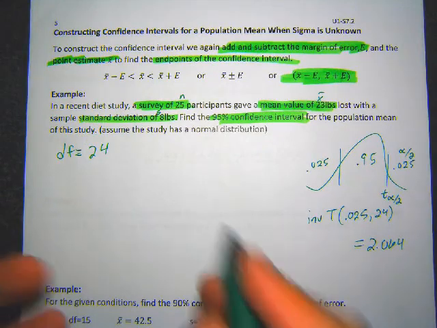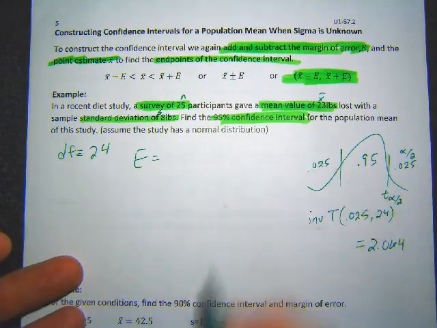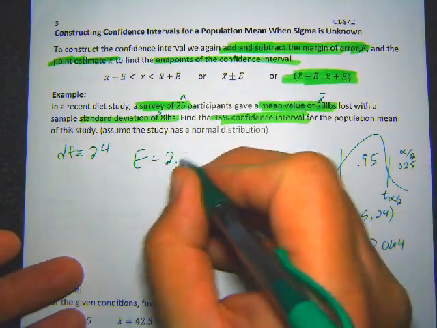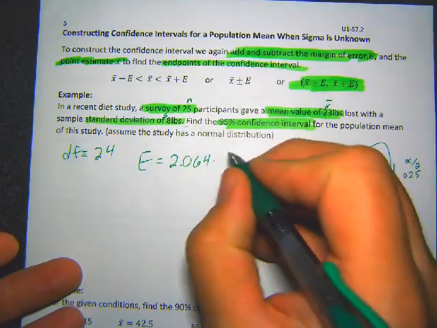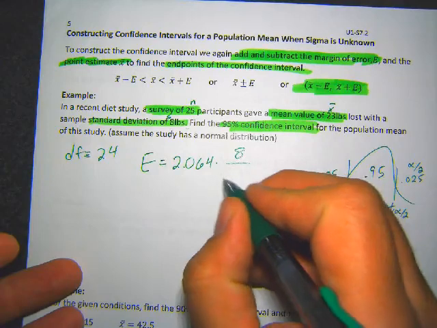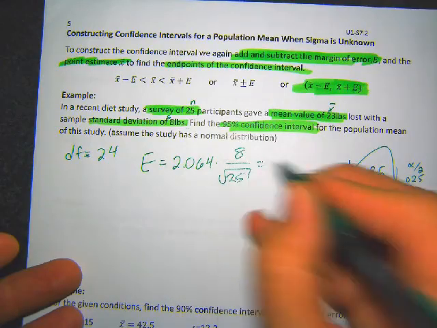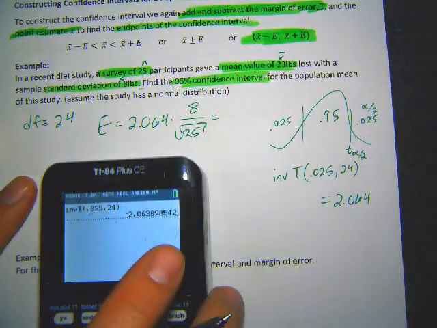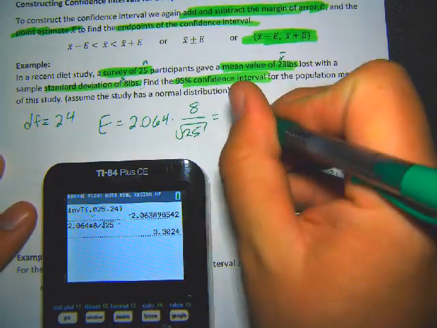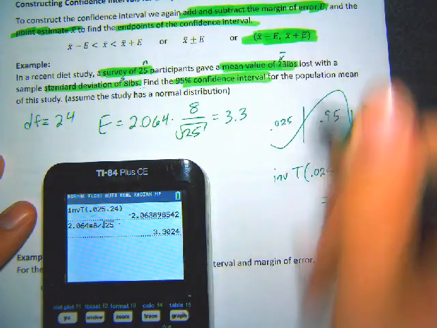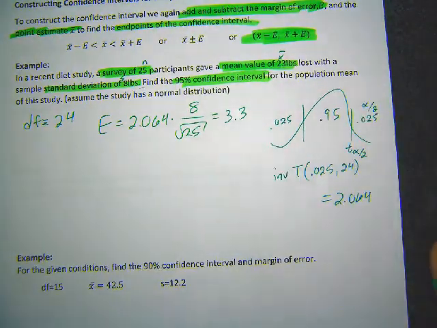I could use my margin of error formula, where I take the t-score I just found, 2.064, times the sample standard deviation, which is 8 pounds, over the square root of the sample size, so square root of 25. And this would get the margin of error. So I'd do 2.064 times 8 divided by square root of 25, and we get a margin of error of 3.3. I'm going to shrink it to 3.3.